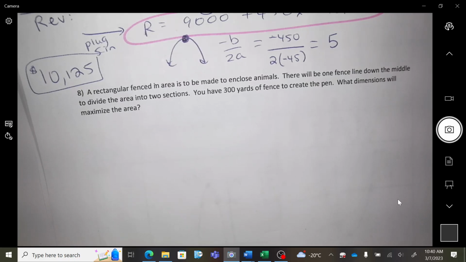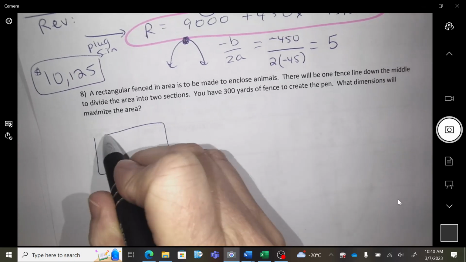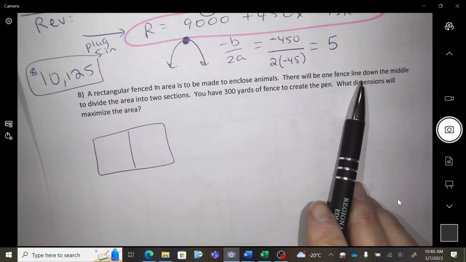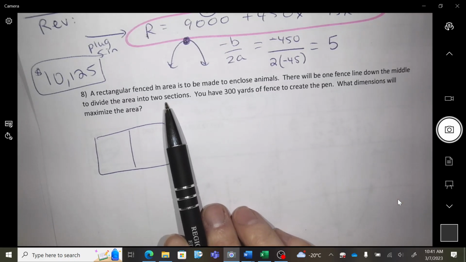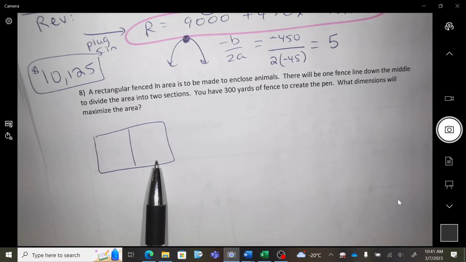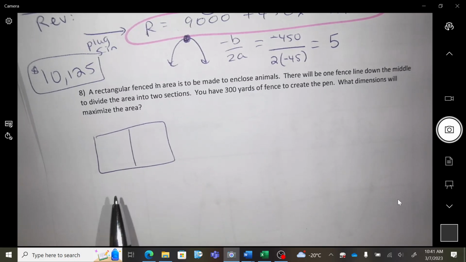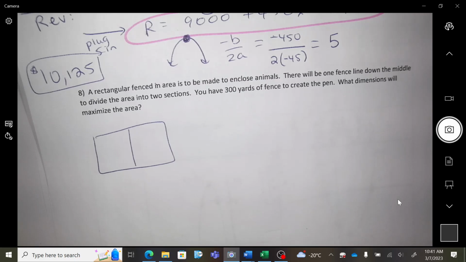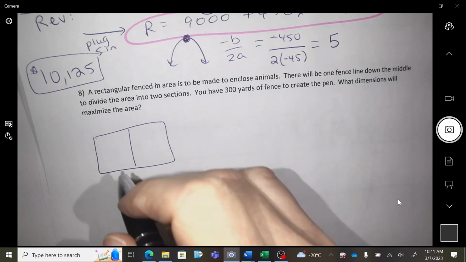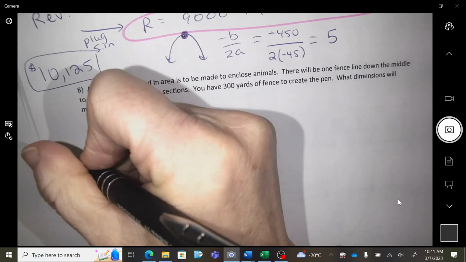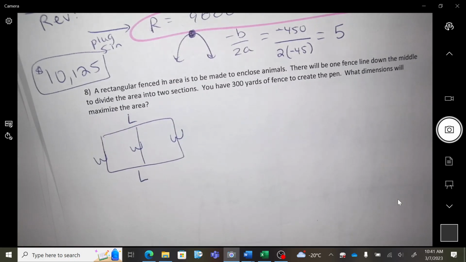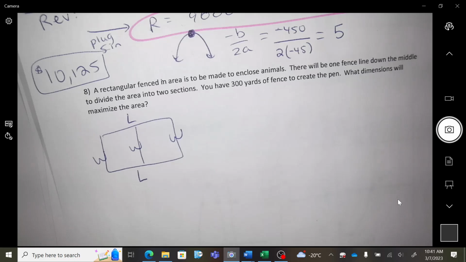Okay, a rectangular fenced area is going to be made. And it sounds like we put a fence down the middle to make an area with 2 sections. So this is what it would look like with 2 sections. Remember, if you ever have a barn, you don't do one fence side. Okay, so I'm going to put some L's and W's onto this. So we'll call those the L's, and those 3 sides are the same, so I'm going to call those the widths.